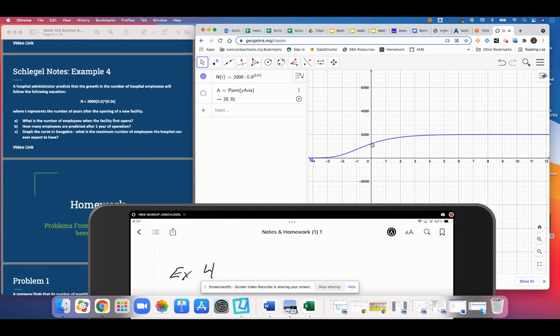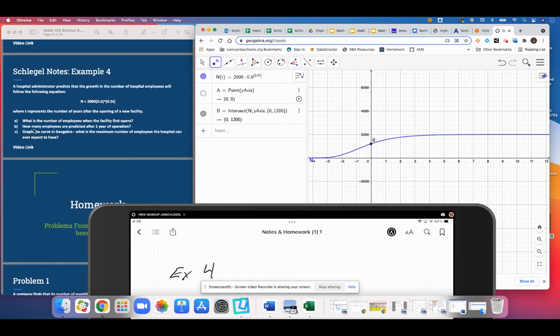And the population of workers in the hospital is growing over time, but it's eventually going to top out and they won't need more employees. Obviously, a hospital is only so big. And so it's going to reach what we call a global maximum, that it will never get above that number. And that's why this curve has a tendency to flatten out right here at 2,000. So the number of employees when the hospital first opened, I would guess, based on my graph here in GeoGebra, is about 1,250. 1,200 is what GeoGebra is saying.